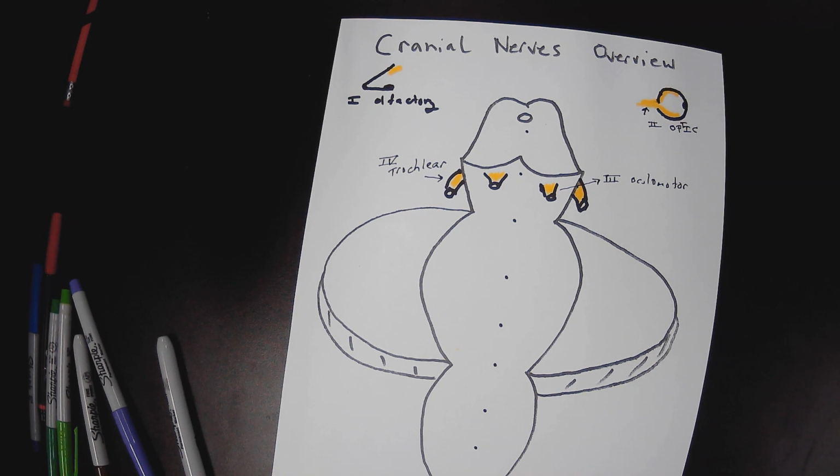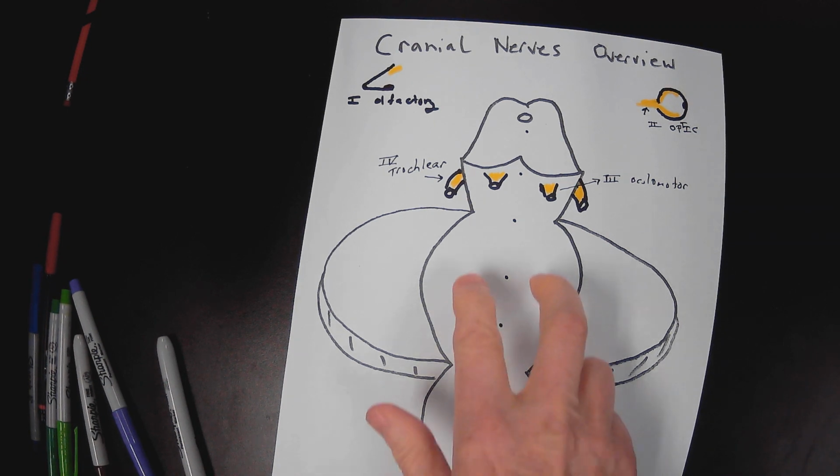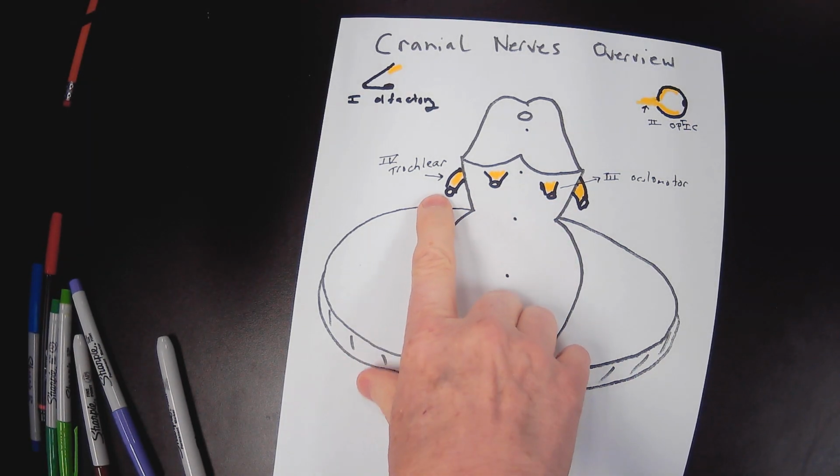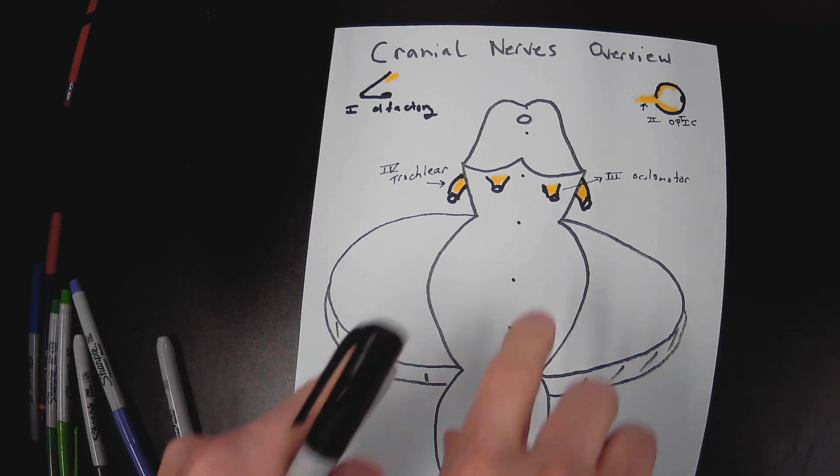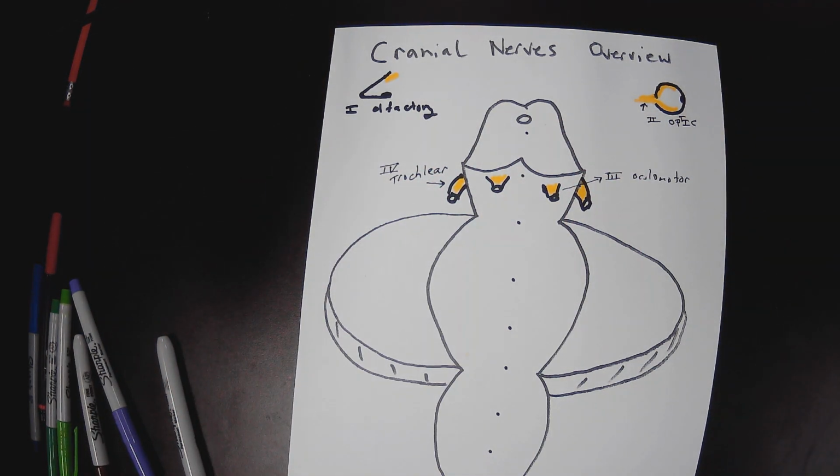Okay, so all of the cranial nerves are going to exit ventrally, except for cranial nerve number 4. That's the trochlear nerve. That's going to exit dorsally, on the backside. But it exits and then it wraps its way around the front, so it eventually makes its way ventrally. Any other questions?